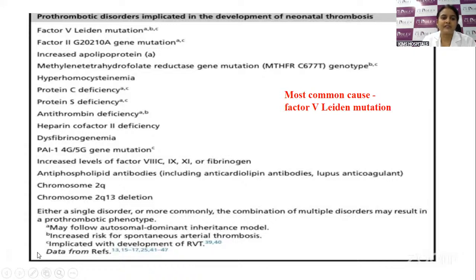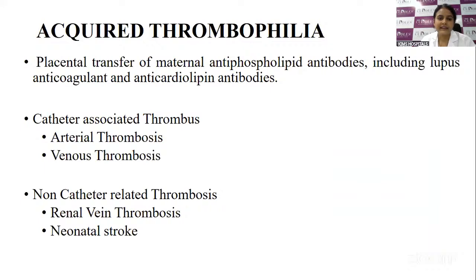Among these causes, the factor V Leiden mutation is the most common cause. The other factors involved are factor 2 G20210A gene mutation, increased apolipoprotein levels, methylene tetrahydrofolate reductase gene mutation, hyperhomocysteinemia, protein C or S deficiency, antithrombin 3 deficiency, heparin cofactor 2 deficiency, dysfibrinogenemia, plasminogen activator inhibitor 1 4G or 5G gene mutation, increased levels of factors 8C, 9, 11 and fibrinogen levels, antiphospholipid antibody syndrome, and chromosome 2q13 deletion syndrome.